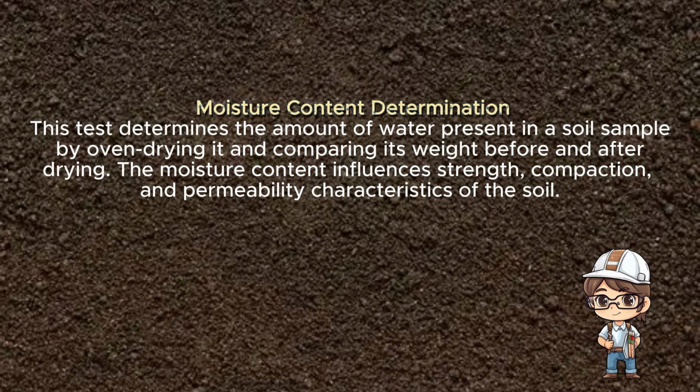Third, moisture content determination. This test determines the amount of water present in a soil sample by oven drying it and comparing its weight before and after drying. The moisture content influences strength, compaction, and permeability characteristics of the soil.